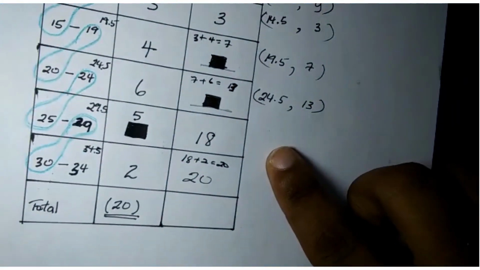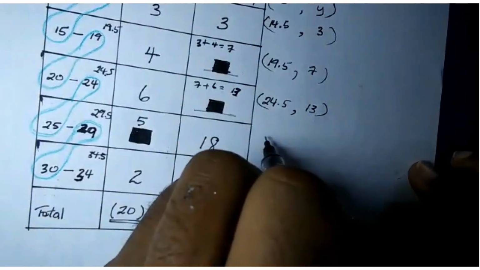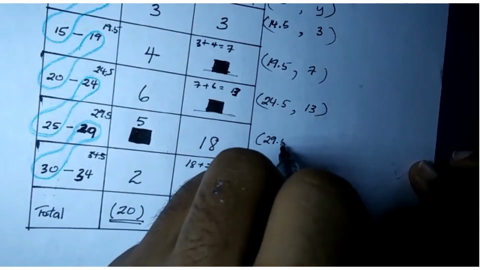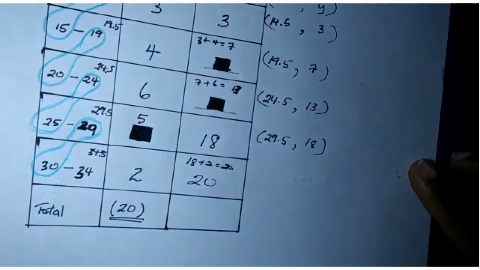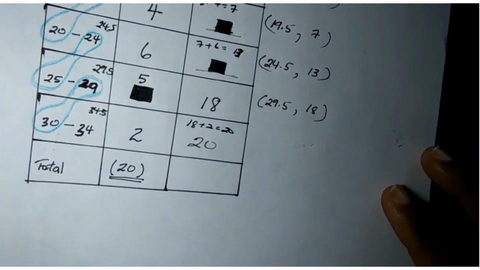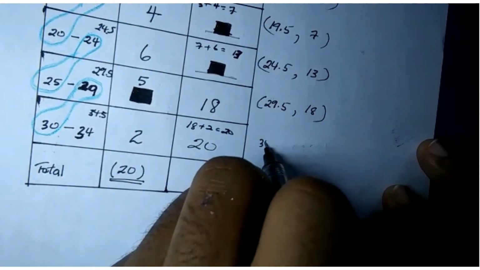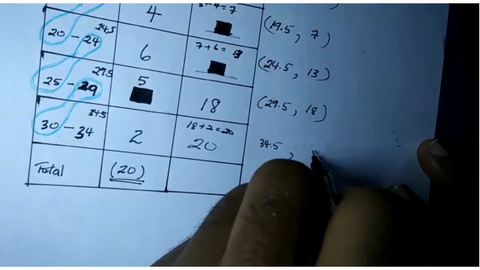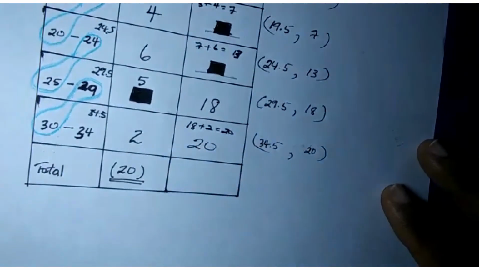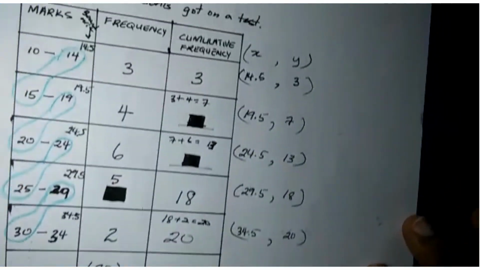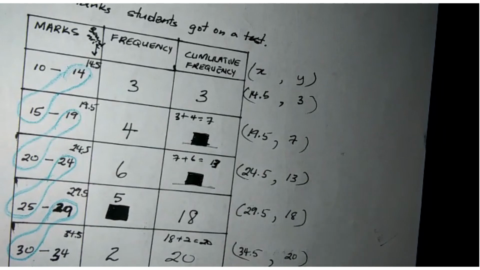Next one is going to be 29.5 and the 18. You do the last one now. What did you get for the last one? Nice. So if you got the 34.5 and the 20, then you're good. So now it's time for us to plot it on our graph.